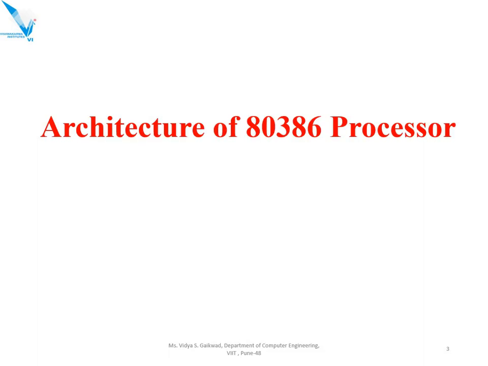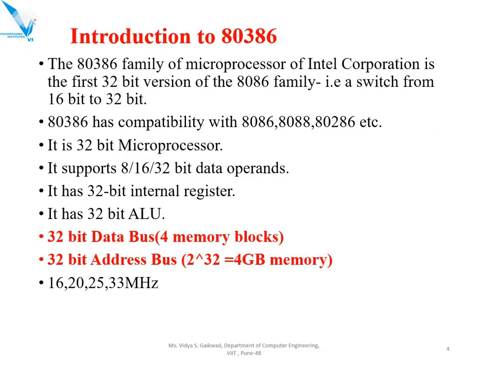We are aware that this 80386 is a 32-bit processor. So these are the features of 80386. The 80386 family of microprocessors of Intel Corporation is the first 32-bit version of the 8086 family. That is, the processor has switched from 16-bit to 32-bit. This 386 has compatibility with 8086, 8088, 80286.